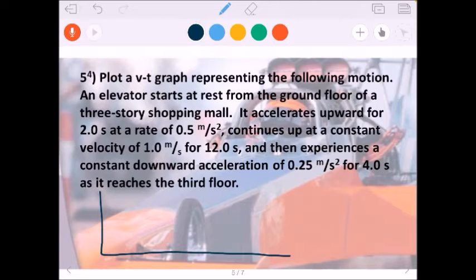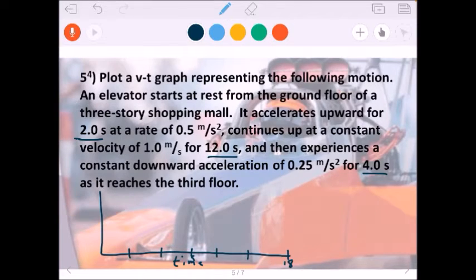Alright, so I'm going to put time down at the bottom. The first thing I'm going to do is figure out how much time is involved. We have initially 2 seconds here, then 12 seconds here. That gives me a total of 14 seconds. And then we're going to have another 4 seconds here. That gives me a total of 18 seconds. So the end here is 18, making this 9.